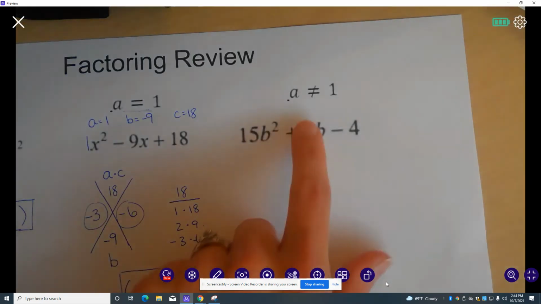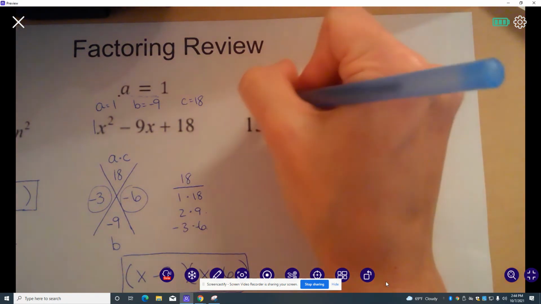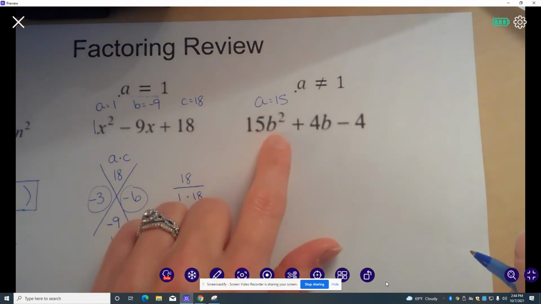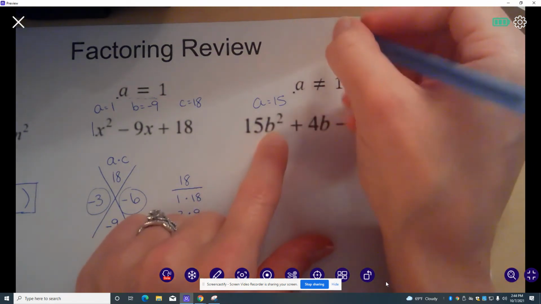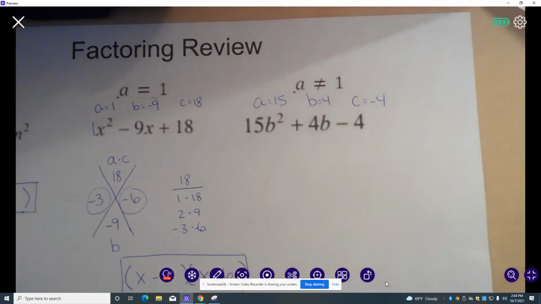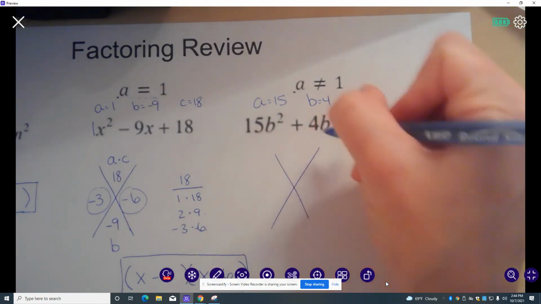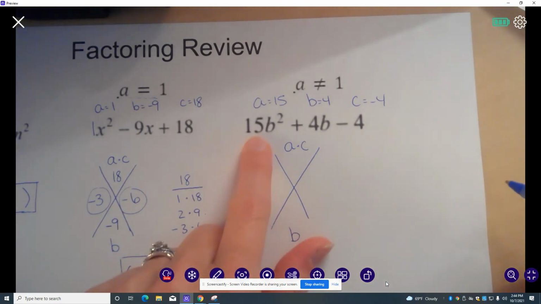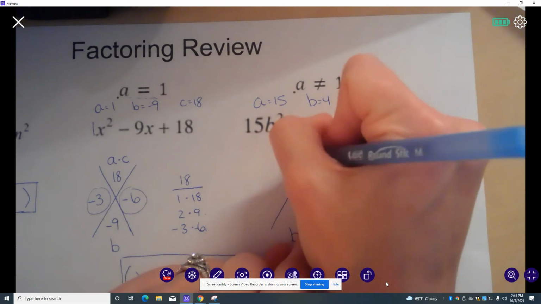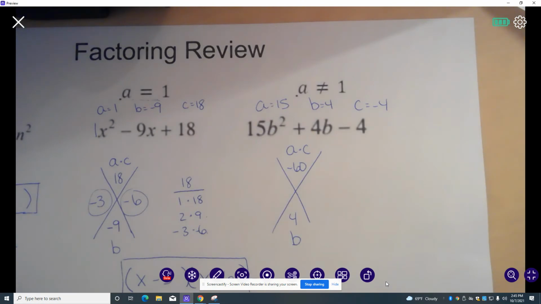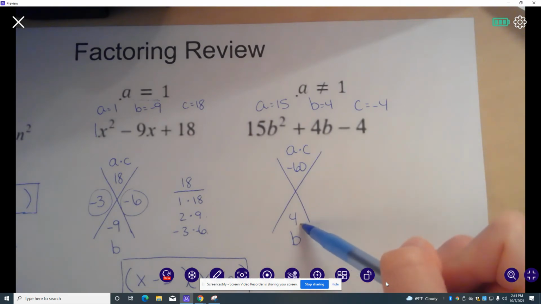All right, so let's do one where A is not equal to 1. Okay, so in this case, A is equal to 15. Right? A is the number coefficient in front of your squared term, your squared variable. B is 4, and C is negative 4. I'm going to start out with my X here. So remember, A times C goes in the top and B goes in the bottom. 15 times negative 4 is negative 60, and B is 4. So I need two numbers to multiply to get negative 60, but add to get 4.